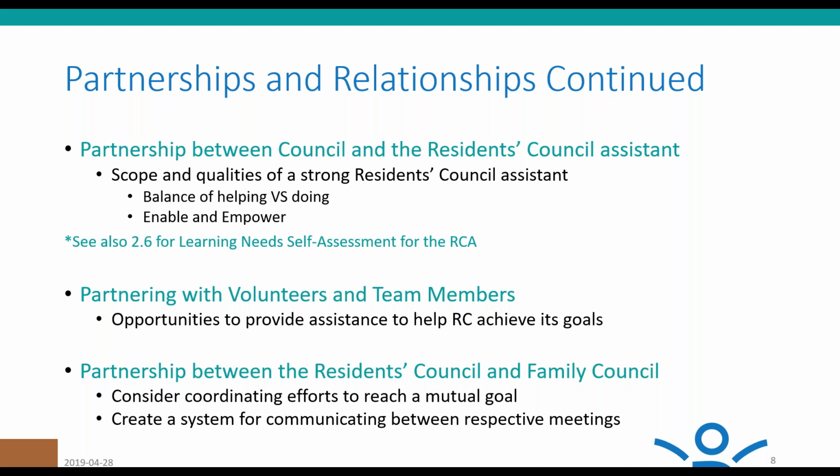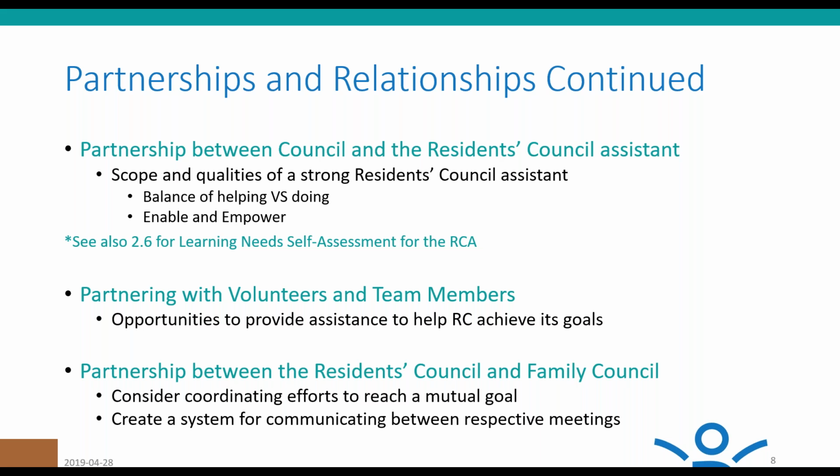If you jump ahead to subsection 2.6 in this resource guide, we've also put together a quick self-assessment that can be filled out by the resident council assistant, so there's an opportunity for some self-reflection and building capacity in this role. I think it's worth noting that a strong resident council assistant will ask for feedback. They want to know how they can continue to improve and best meet the needs of the residence council. So the best way to do this is to seek feedback from the resident council leadership team. And we've got some steps listed here in this section on how the process might look.